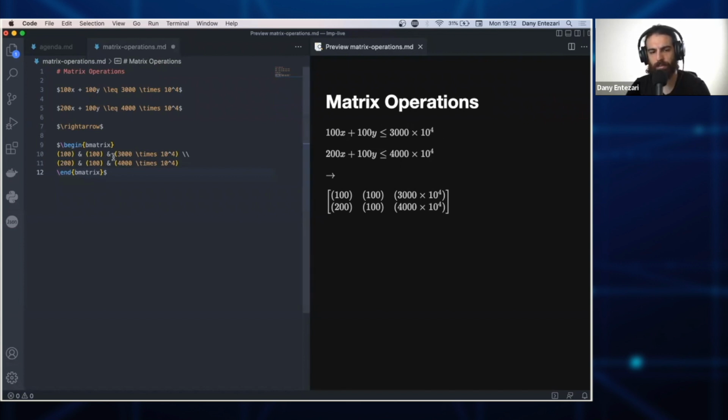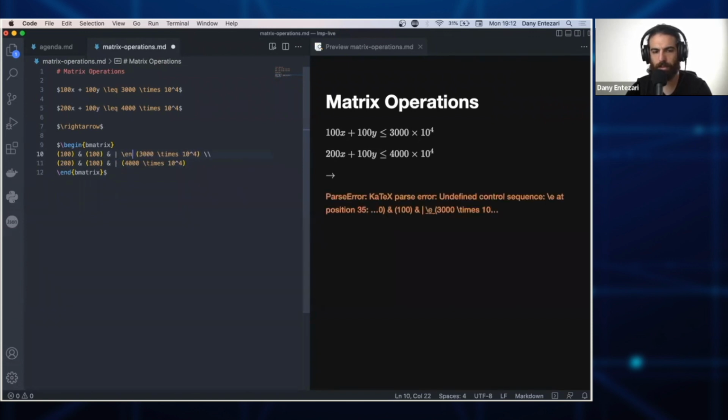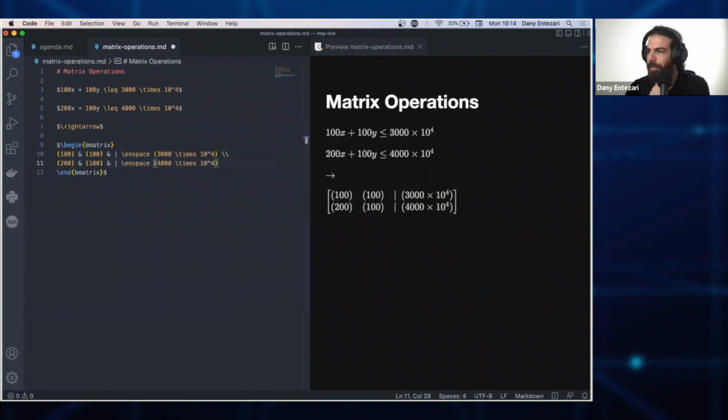So augmented matrices would also be denoted like so. You could put a vertical bar. I could put some LaTeX here to space them out a little bit. So let me show you how we would go about solving this system of inequalities with Gaussian elimination.